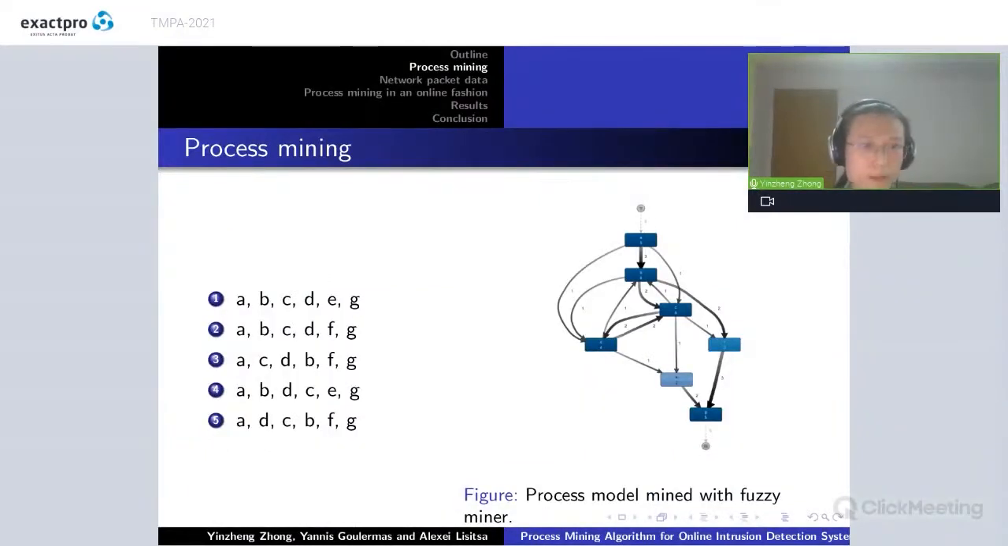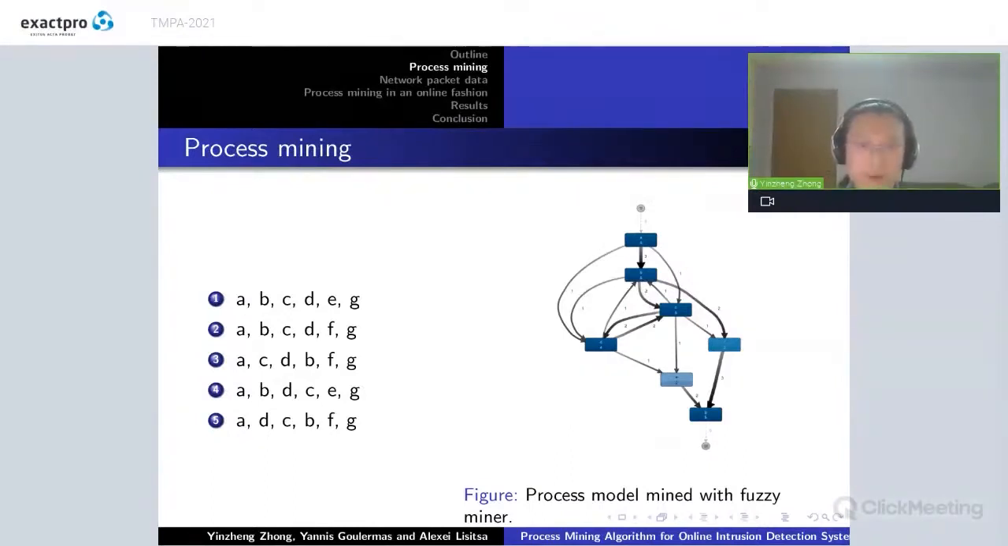Here's an example of how process mining works. On the left side, we have 5 traces or cases in process mining. In total, we have 7 different event classes, and the event classes are just from A to G. From these 5 traces, what we can get is the model on the right-hand side. This is mined from the fuzzy miner, but we haven't applied any abstraction with it, so we keep everything as the initial model.